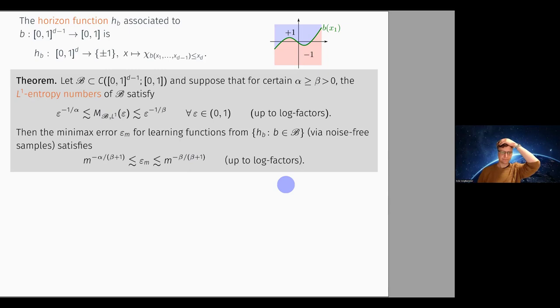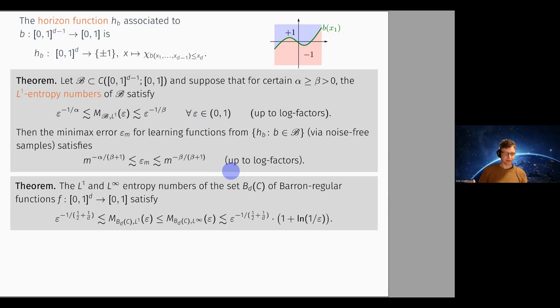In the last part of the talk, I will go into a bit of details of how we showed this, but this is basically the main result. Okay, and this is now for very general boundaries, right? Completely general boundaries, as long as they have entropy scaling like this. And now we needed to specify this to the Barron class to get the results that we wanted.